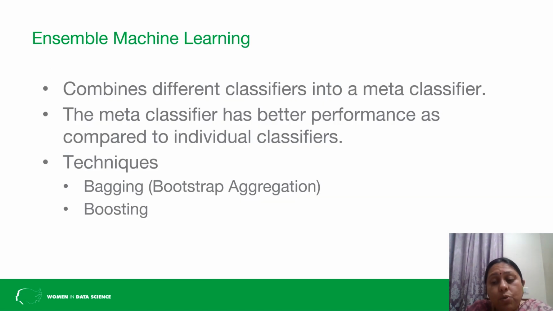Now we come to another important set of technique called as ensemble machine learning techniques. So ensemble means combining. So what are we combining? We are combining different classifiers to build a meta classifier. This meta classifier will have a better performance as compared to individual classifiers. Now the way in which the meta classifier is built decides the ensemble technique, which includes bagging, also called as bootstrap aggregation, and boosting.